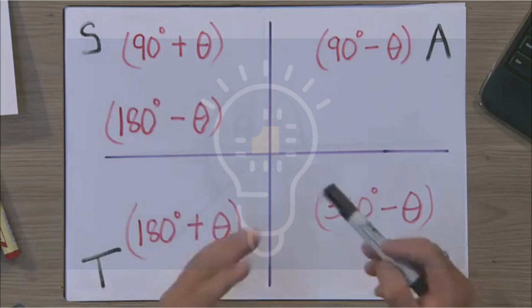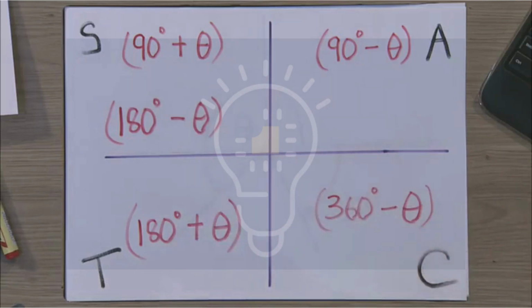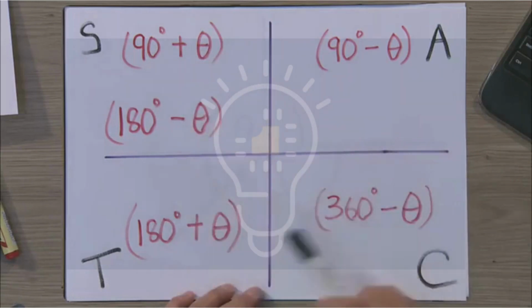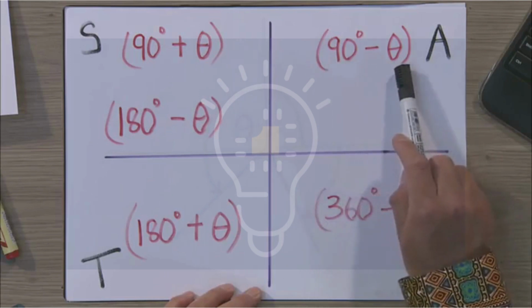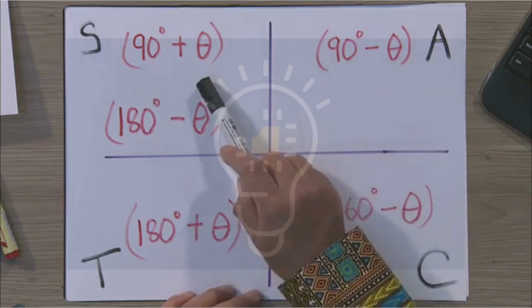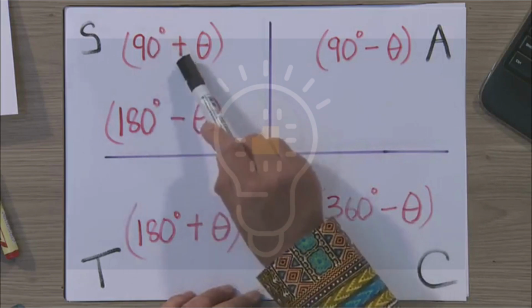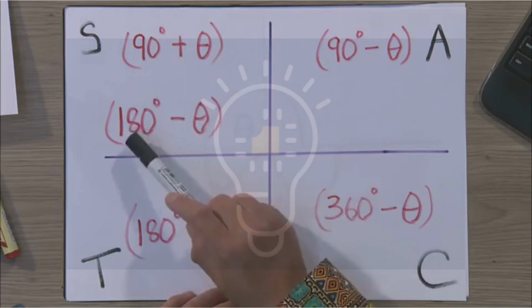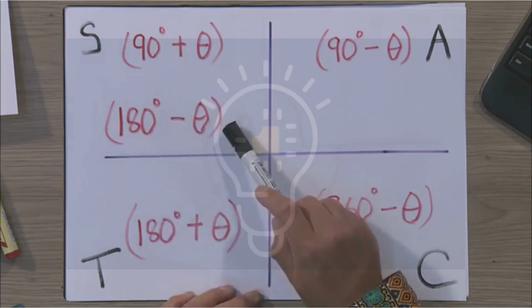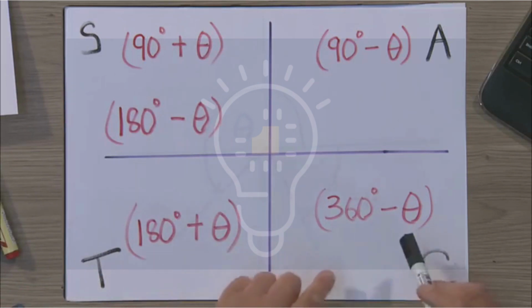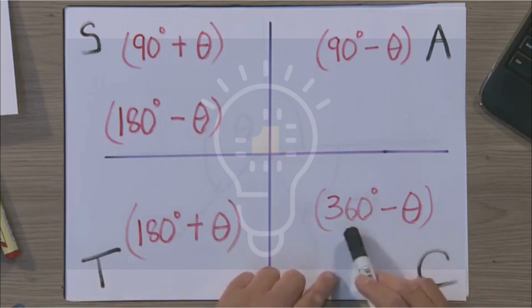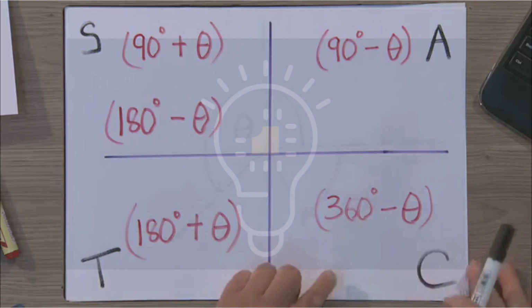Now, what about our angle arrangements? In other words, when we look at these angles, notice in the first quadrant we have 90 degrees minus theta. The second quadrant, the defining ratios there are 90 degrees plus theta, as well as 180 degrees minus theta. That means it's in the second quadrant. In the third quadrant, 180 degrees plus theta is the defining ratio. And finally, in the fourth quadrant, 360 degrees minus theta.